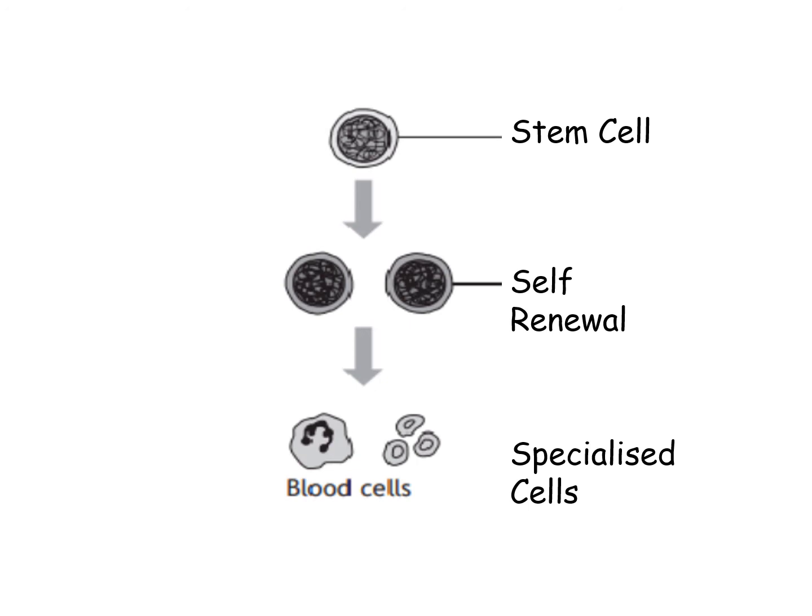So if we look at this diagram here, stem cells, firstly, can multiply to produce more stem cells. So you can see this first process here, where the stem cell turns into two. And this process is called self-renewal. Stem cells can then differentiate into specialised cells. So they can go from being unspecialised to specialised, such as in red blood cells.